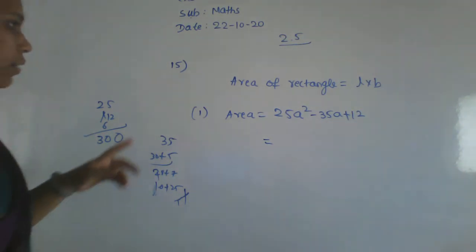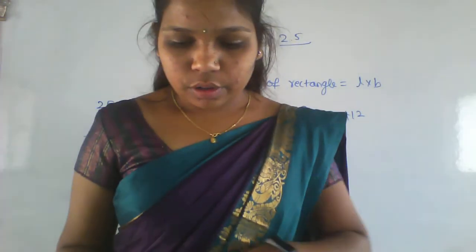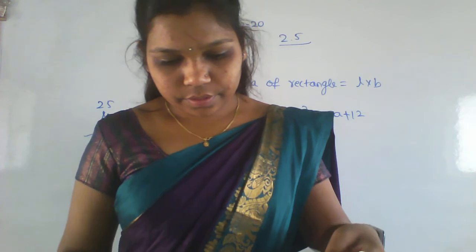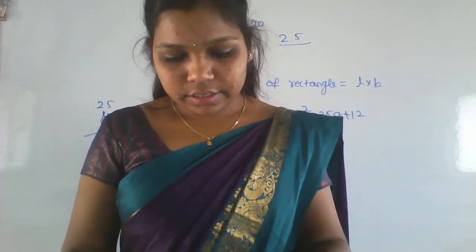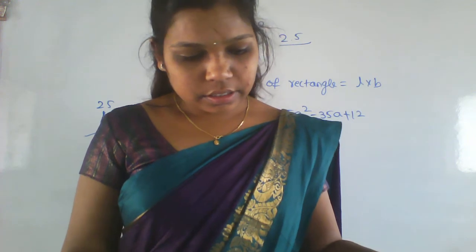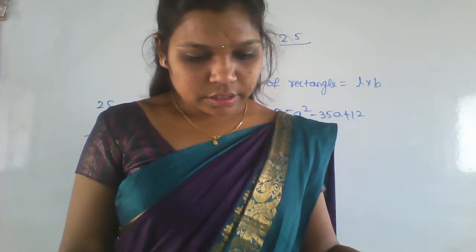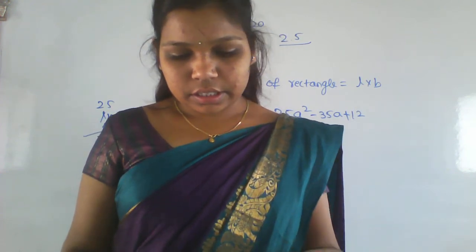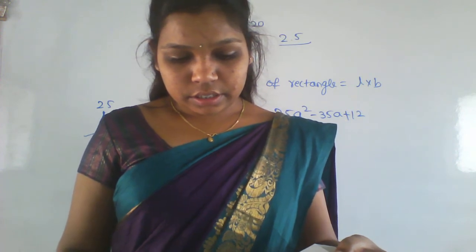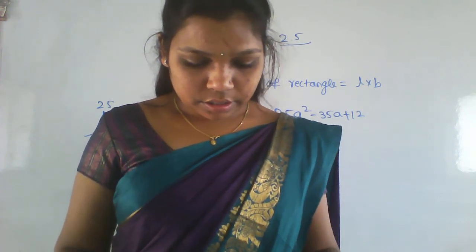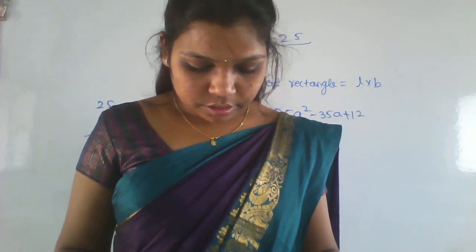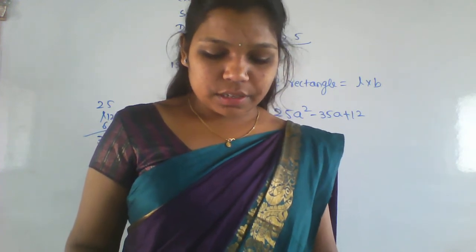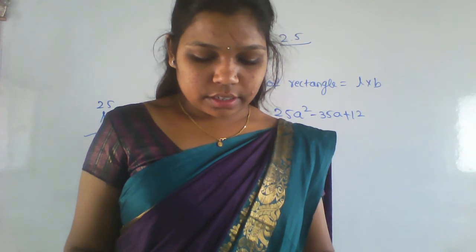So what are the factors for that one? Observe. What are the factors, right? 2.5, right? Yes. What are the factors? So that is a 3 and 3 and 4 they gave here. Wait. 25a square minus 35a plus 12 is there.